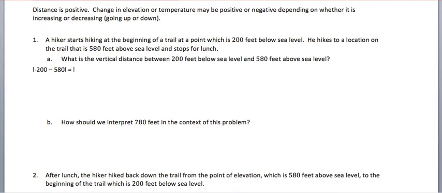Which we will then change into an addition problem where we will add the inverse. So our inverse of 580 is negative 580. We are adding two integers with the same sign. So we will simply add the numbers and keep the sign. And that will give us negative 780. The absolute value of negative 780 is 780. So the vertical distance is 780 feet.